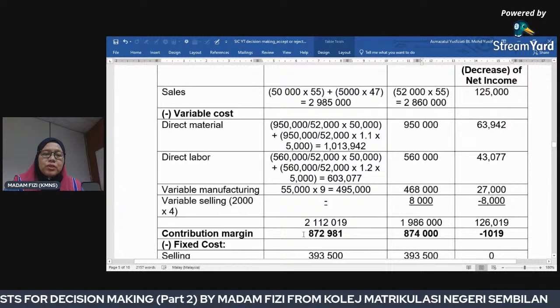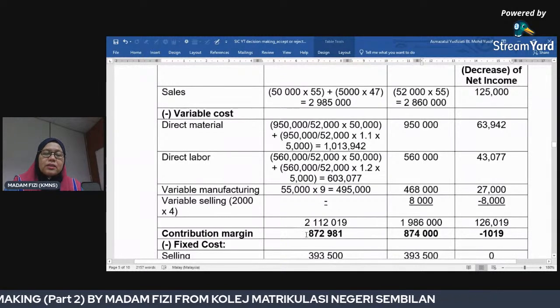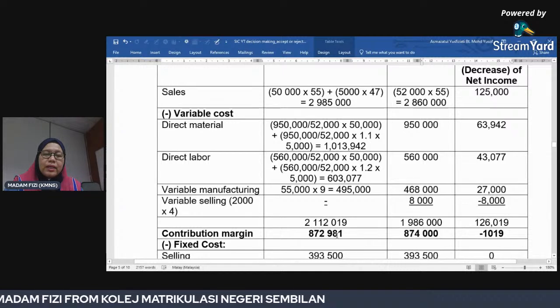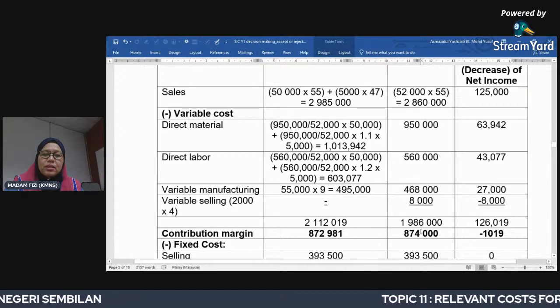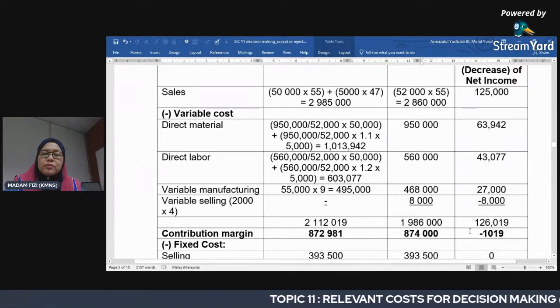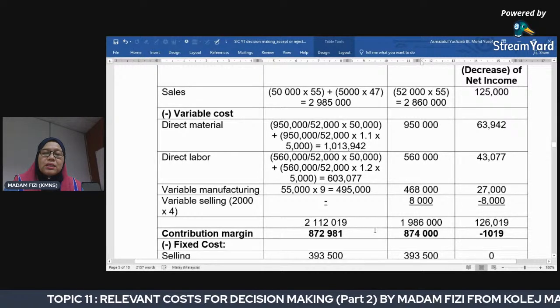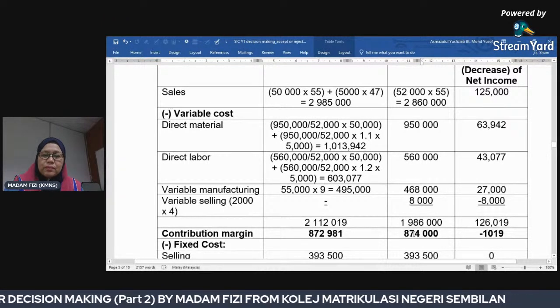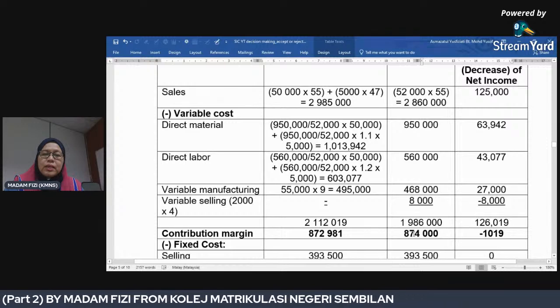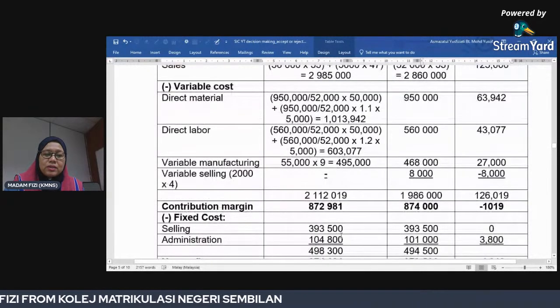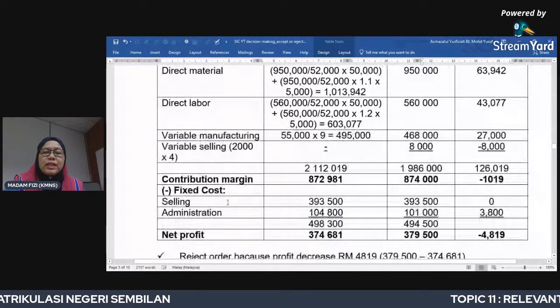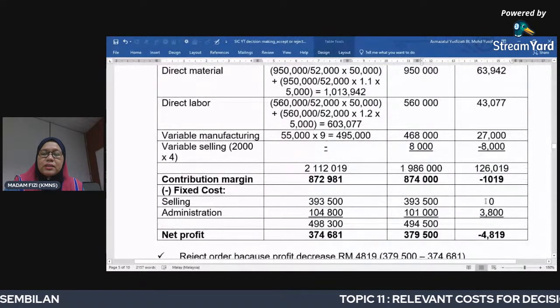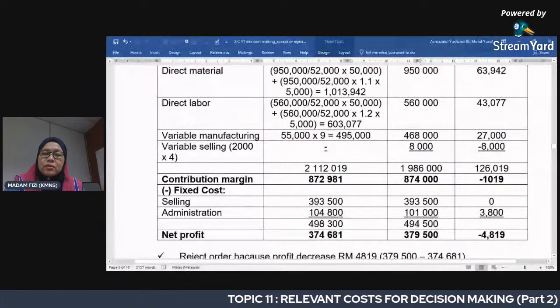Okay, so for contribution margin, if we accept the order is 872,981. If we reject is 874,000. So the difference is 1,090, which is if we reject is higher contribution margin. Okay, then we just write down the fixed cost. The fixed cost for selling is same, so the difference is 0. This is an avoidable cost.